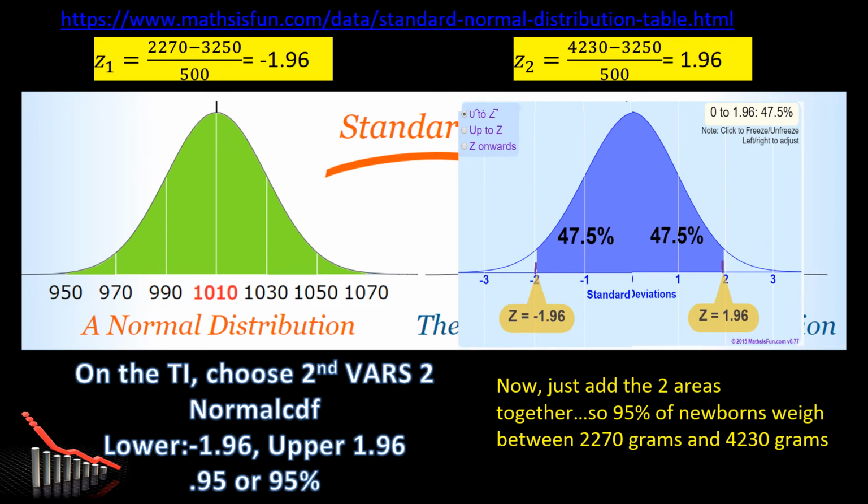I'm not going to choose number 1 here, but number 2. So click number 2, or type in the number 2. Put your lower at negative 1.96, and your upper at positive 1.96, and then just enter. Mine says paste, which means it's going to paste it into a parenthesis, and then you enter again to calculate. I see that I get 0.95 or 95%. That's the same thing you get when you add those two together. So 95% is the correct answer here.